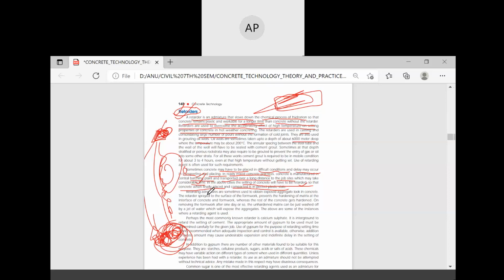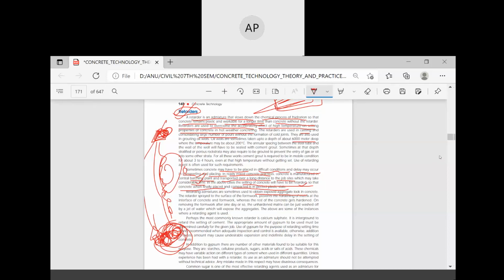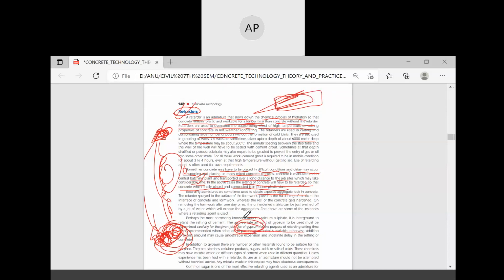Retarding admixtures are sometimes used to obtain exposed aggregate concrete. Retarder is sprayed on the surface of the form, preventing the hardening of the matrix at the interface of concrete and formwork. Use of gypsum for the purpose of retarding setting time is usually recommended when required. So we can use gypsum as a retarder chemical, as a retarding material.